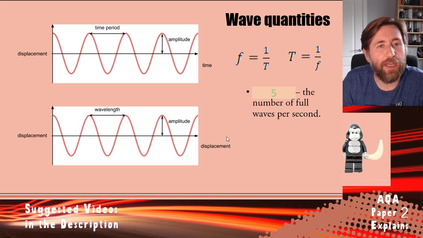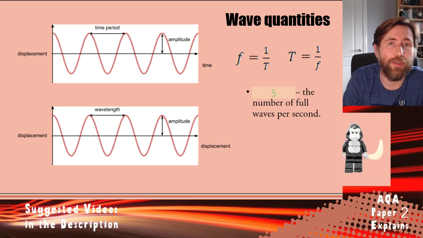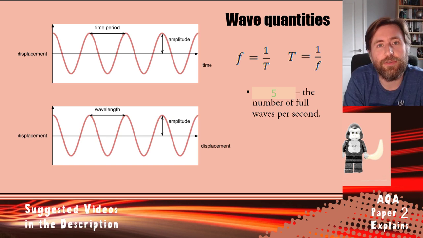So just be aware when you're looking at graphs, which one are you looking at? If they ask you, what is this between peak and peak? Are you looking at a displacement time graph? Are you looking at a displacement versus displacement graph, an X versus Y graph? These are two equations that are really useful that just say that frequency and time period are inverse of one another. So the frequency is 1 over the time period, and time period is 1 over the frequency.